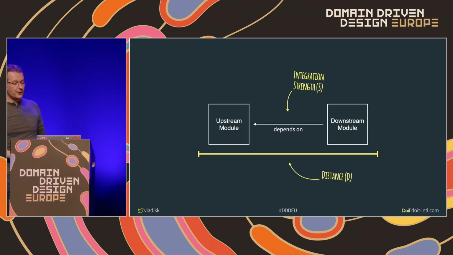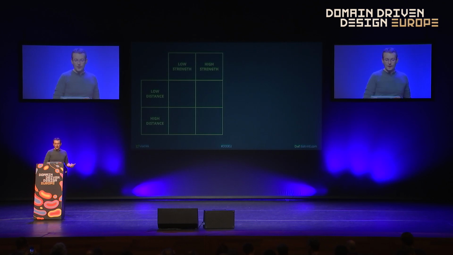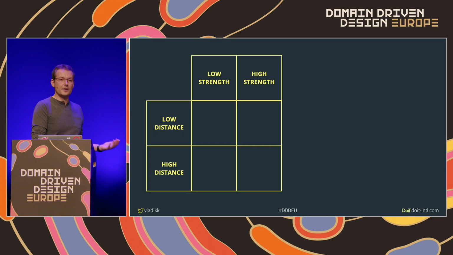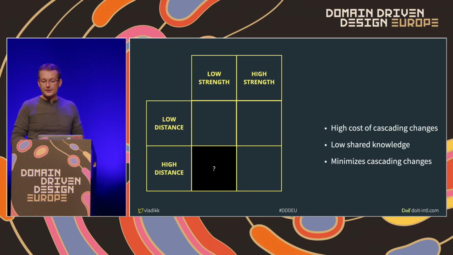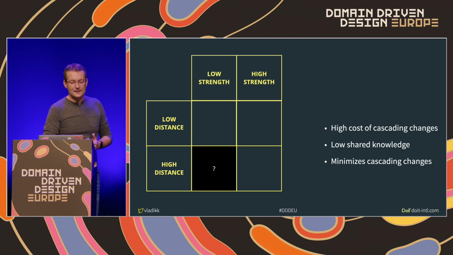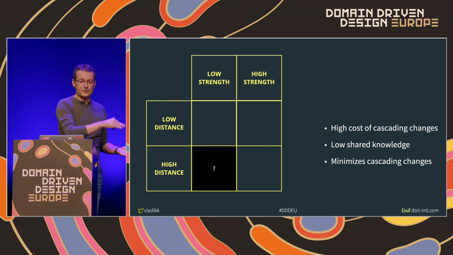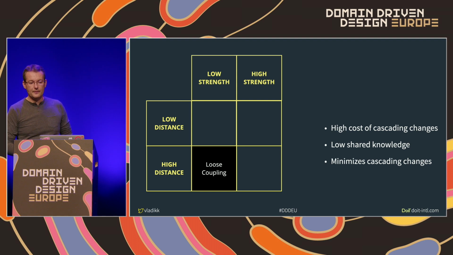And now that we have these two quantities describing a relationship between two modules, let's analyze some of the possible combinations and how they affect the flow of knowledge across the system. So let's start with the combination of low strength over high distance. Here the distance is high, and thus we have high cost of implementing cascading changes. However, that high cost is balanced by low integration strength. It minimizes the probability of such cascading changes. Thus, this relationship represents what we usually call loose coupling.